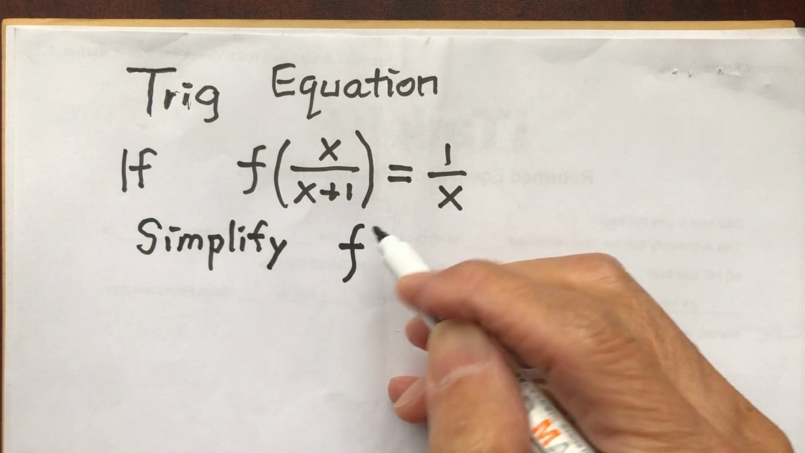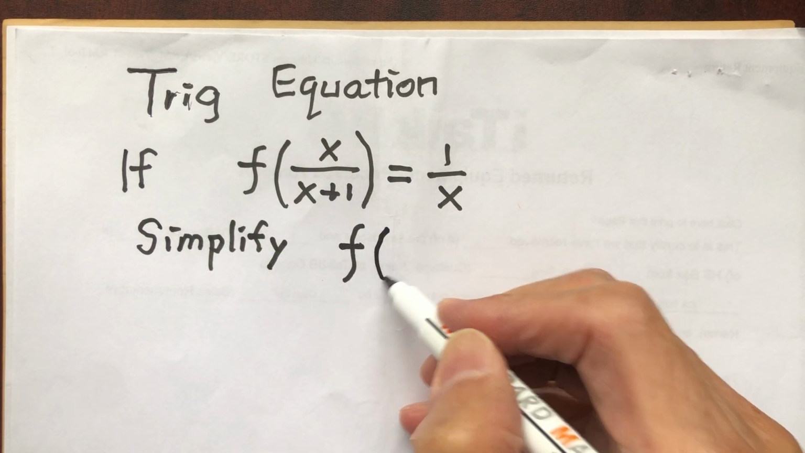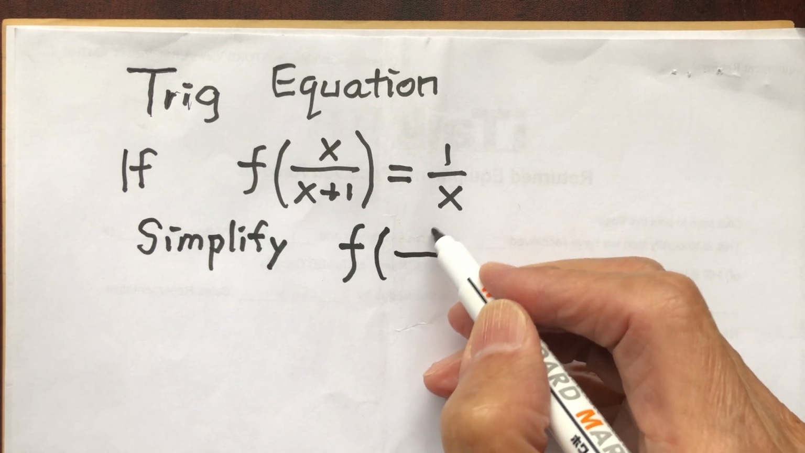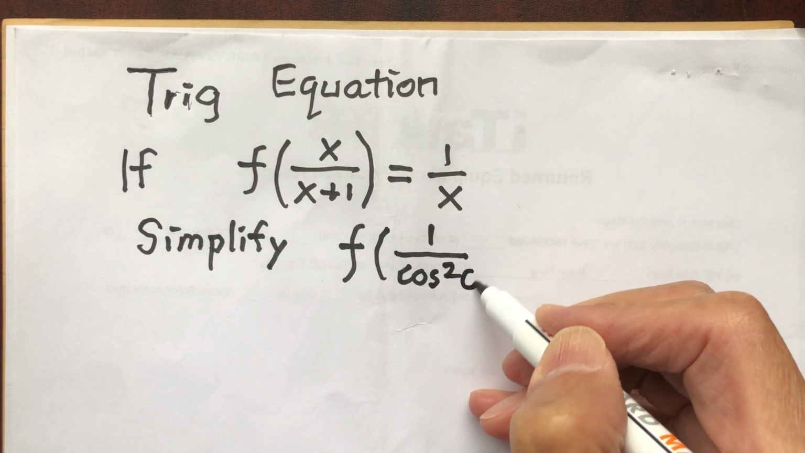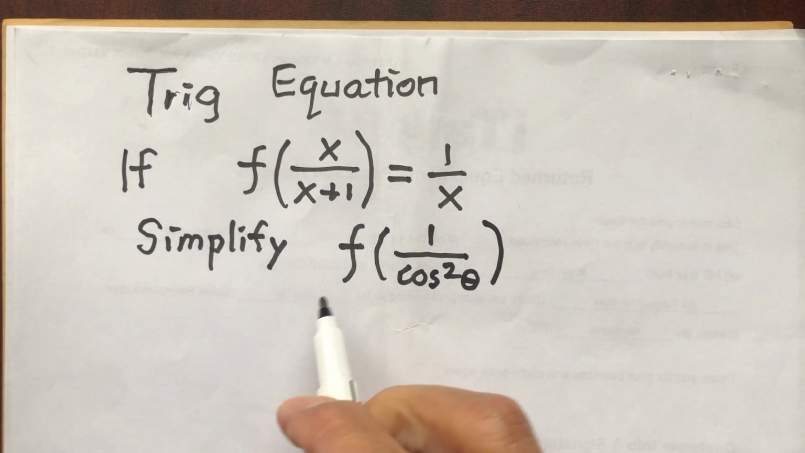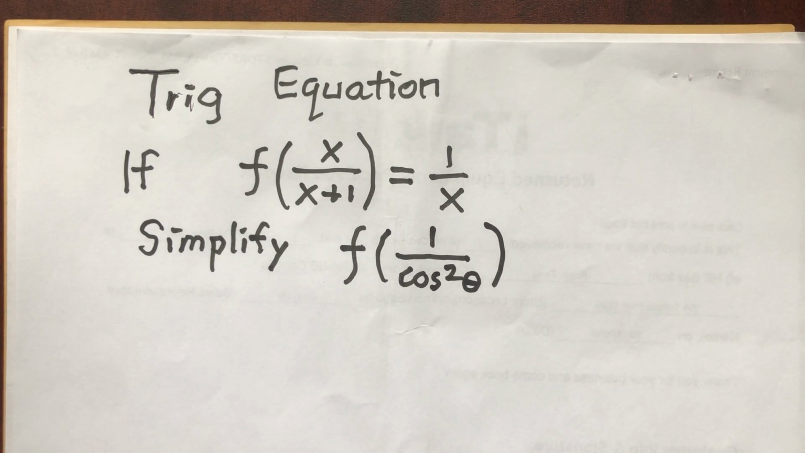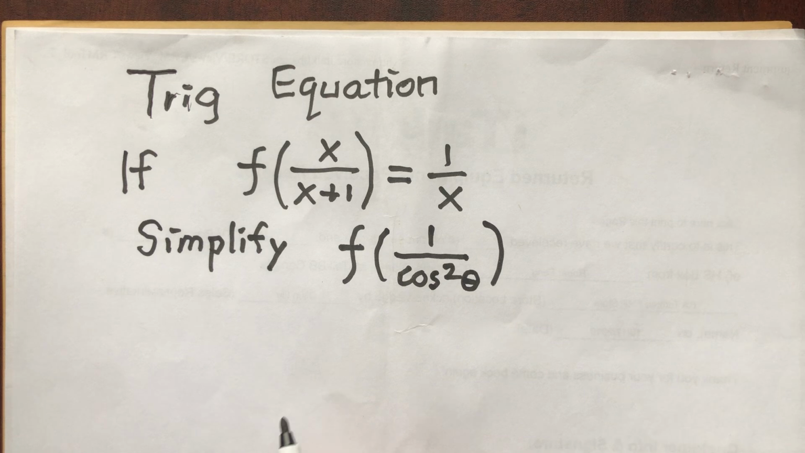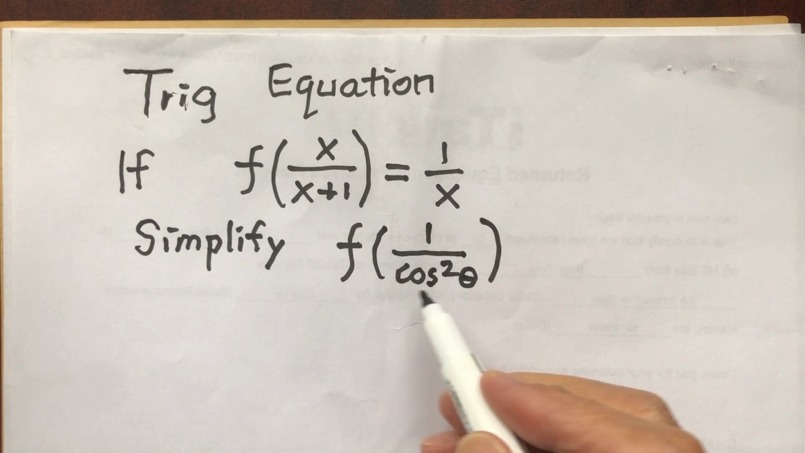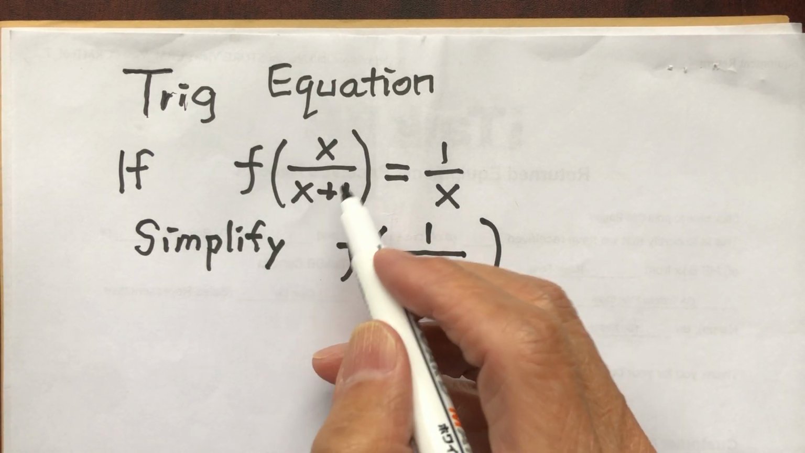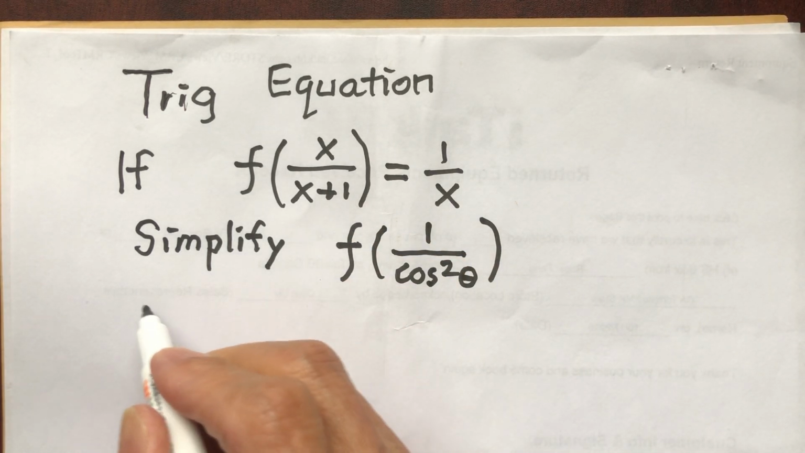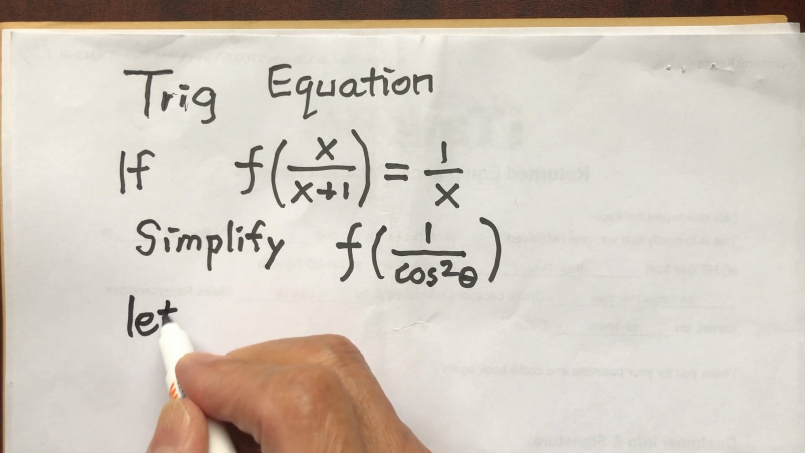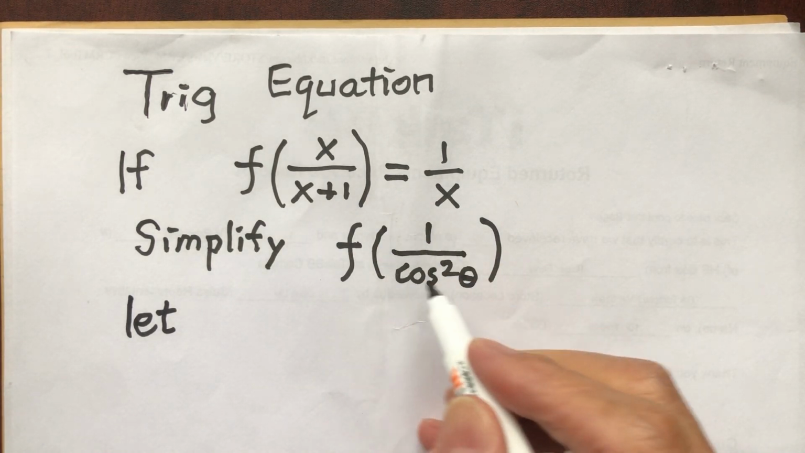The function is the same, but the variable is this. We want to simplify this. What we do is, let's let this part and this part be the same. So let me write, let this be equal to this.